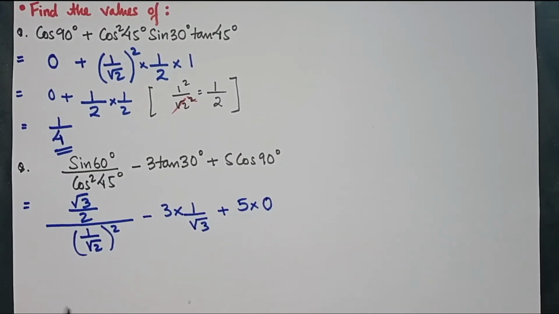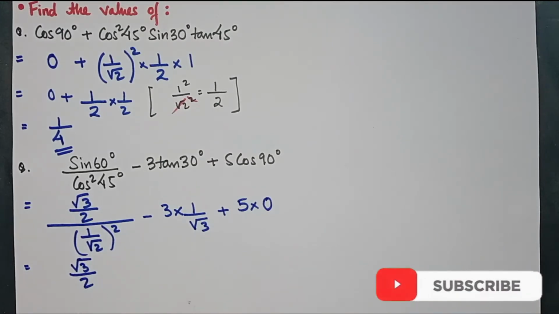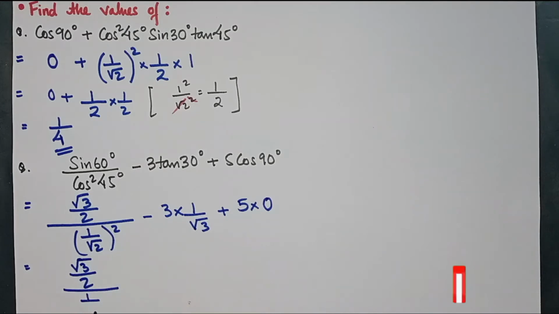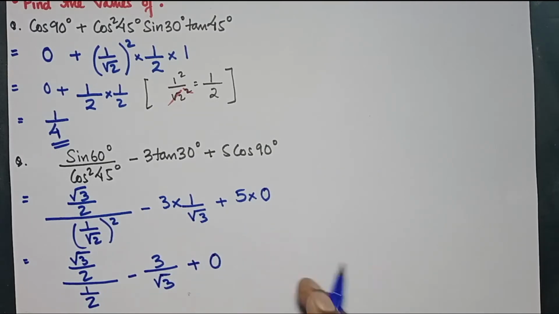Now you can see root 3 by 2. Now this divide will be changed, so 1 square is 1 and root 2 square will be 2. Just now only we have done this. Now this will be minus 3 ones are 3 by root 3 plus 5 into 0, it will be 0. Hope it is clear.